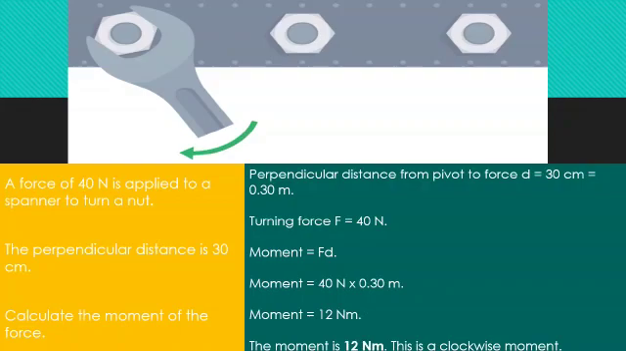Using the formula, moment is equal to force times distance. The next step is to substitute the given value. 40 newtons for the force times 0.30 meters for the distance. It gives 12 Newton meters. So the moment is equal to 12 Newton meters. This is a clockwise moment.